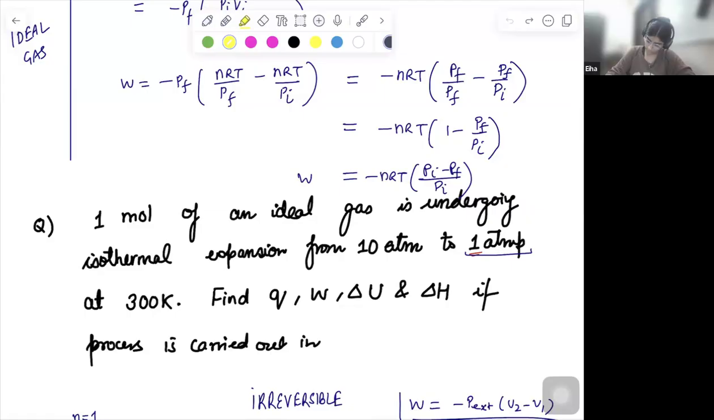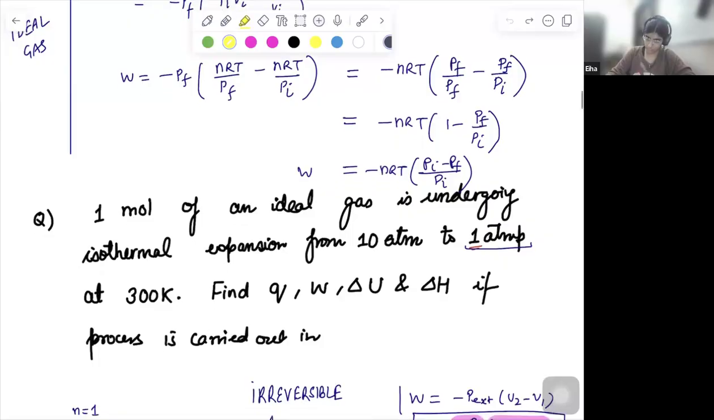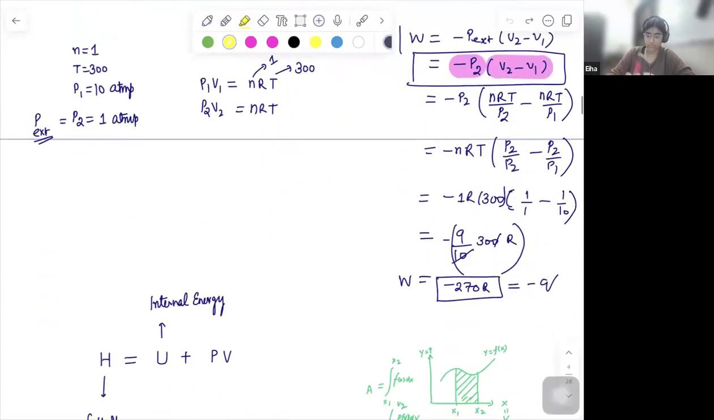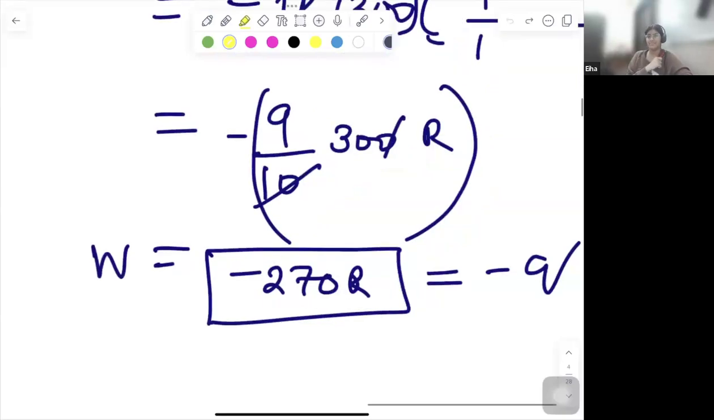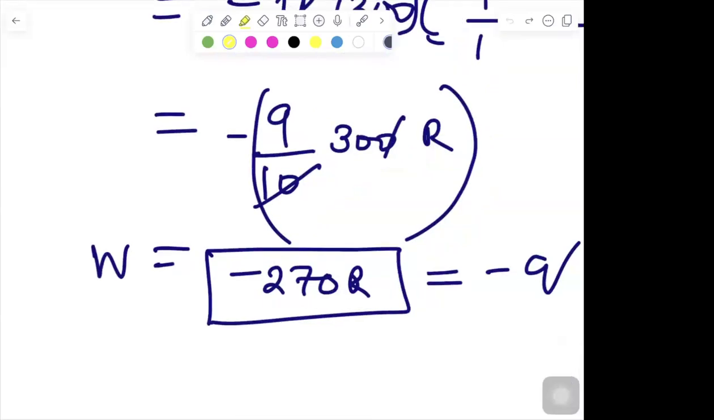Sir, is work minus 270 R? Good. W is minus 270 R, minus Q is minus 270 R. That is, Q is 270 R.